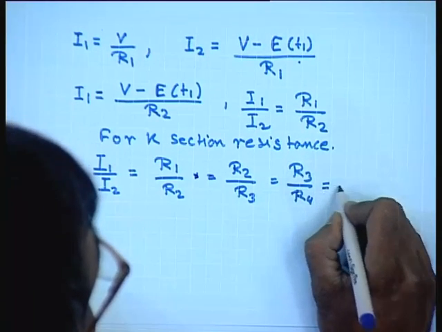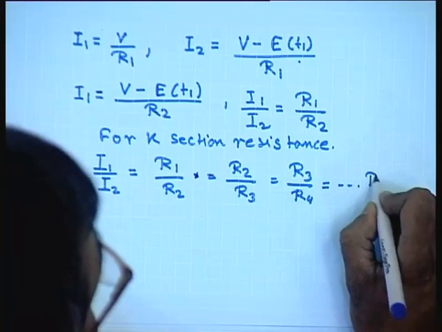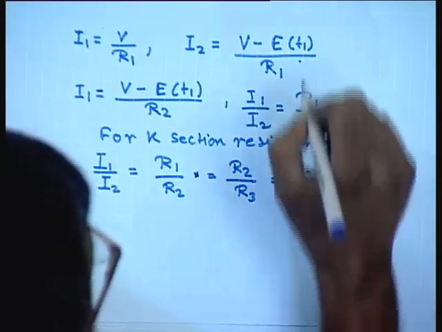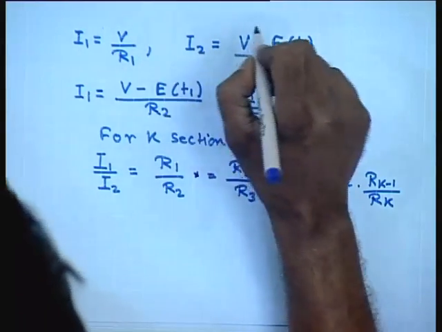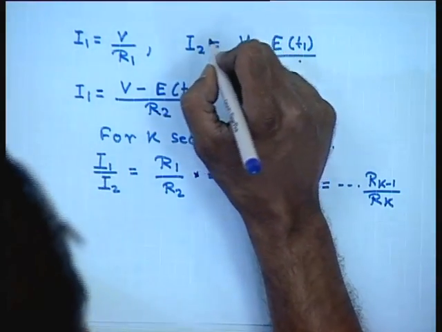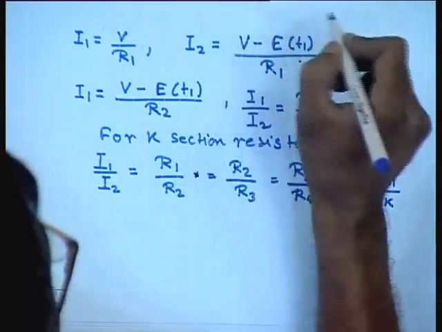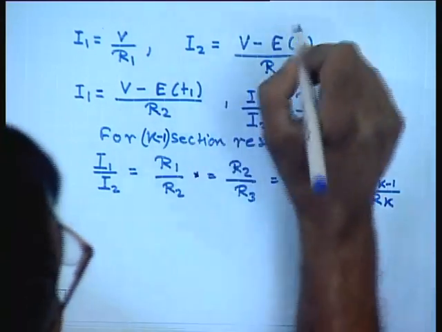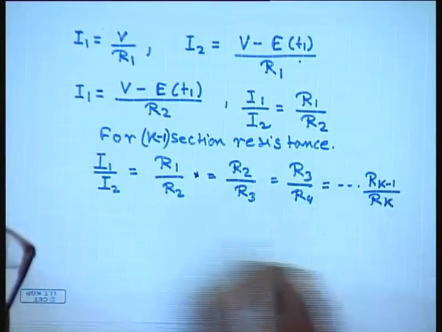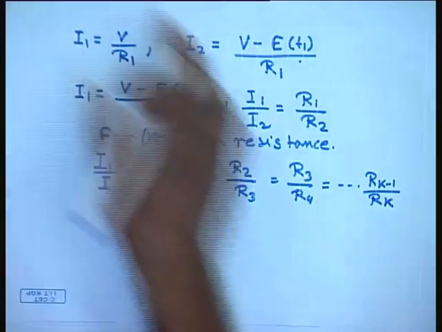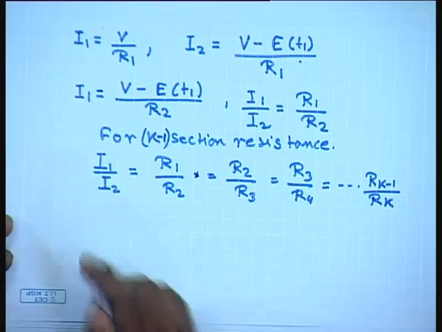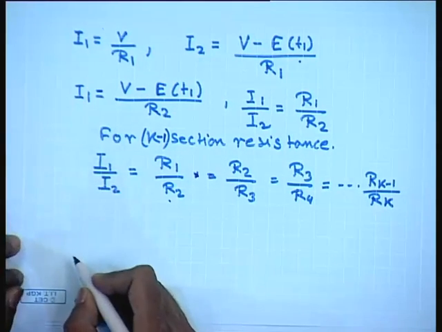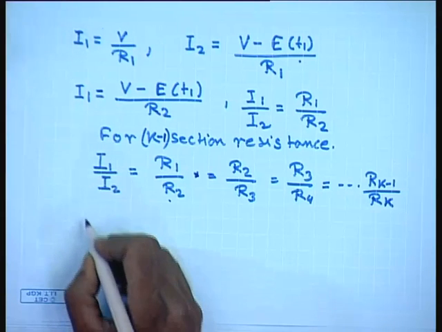And finally, R k minus 1 by R k. For K start, that is K minus 1 section of external resistance. So, there are K such terms.